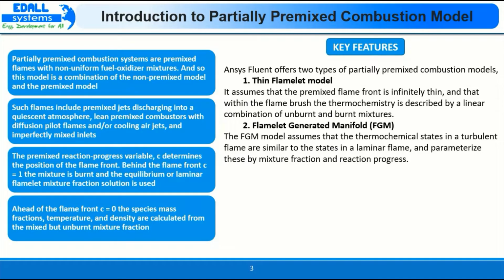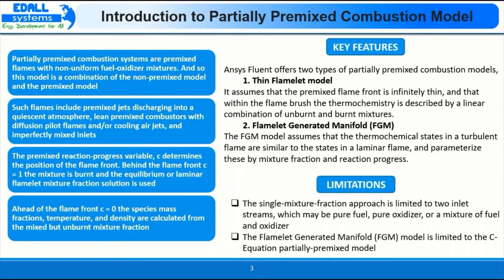The key features of this model. ANSYS Fluent offers two types of partially premixed combustion models, that is the thin flamelet model and the flamelet generated manifold. The thin flamelet model assumes that the premixed flame front is infinitely thin and that within the flame brush, the thermochemistry is described by a linear combination of unburnt and burnt mixtures. Whereas the flamelet generated manifold method assumes that the thermochemistry states in a turbulent flame are similar to the states in a laminar flame, and it parameterizes these by mixture fraction and reaction progress. So one has the choice of using either of the two models.